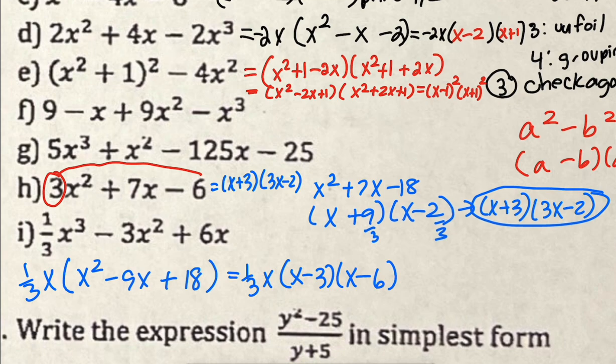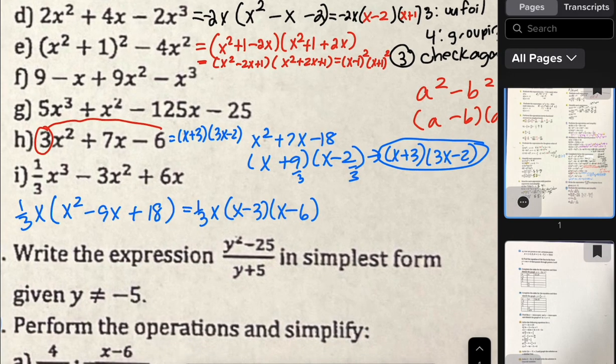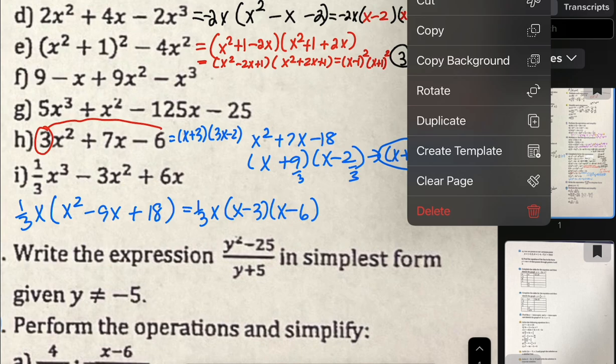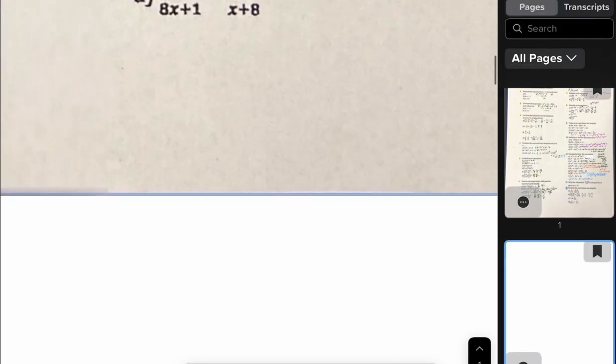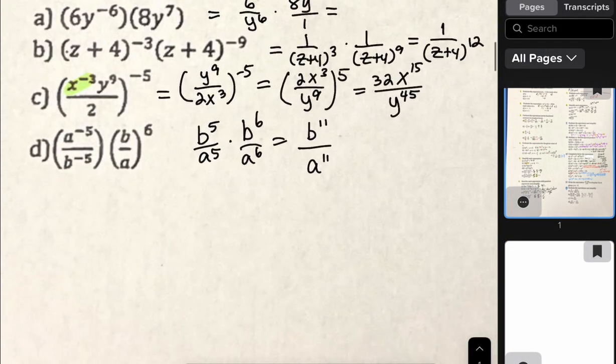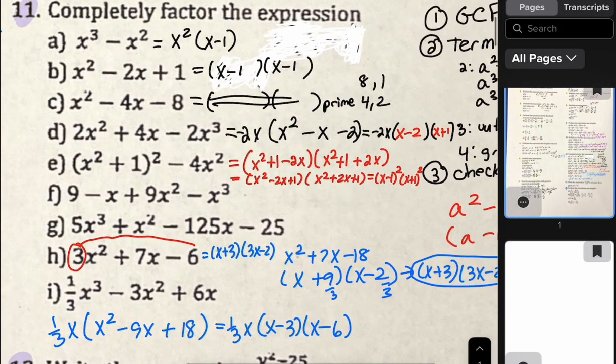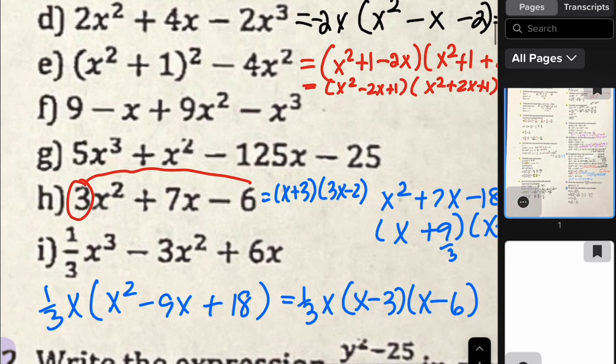So the only ones left of these to do, I still want to do them together. I want to do F and G together, but I need a little bit of room. I've run out of room, so I'm going to add a page so we don't have to squish it. Okay, so let's do 11, F and G. Let me just copy this.